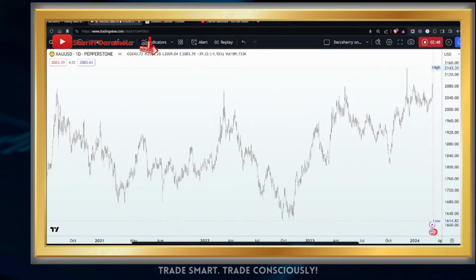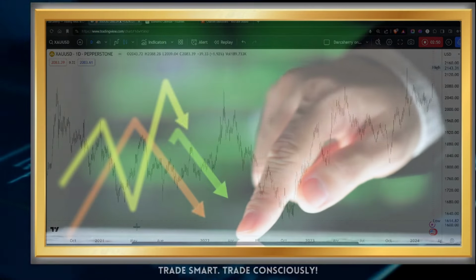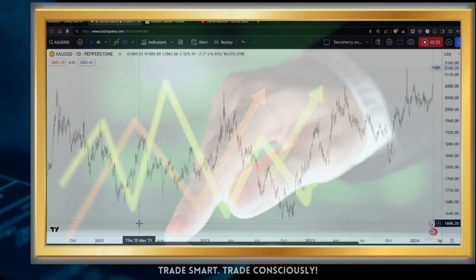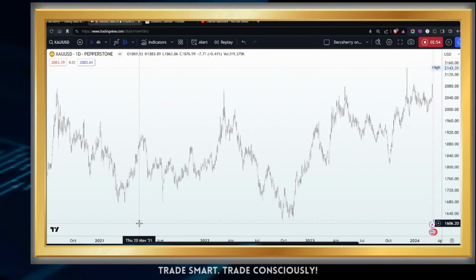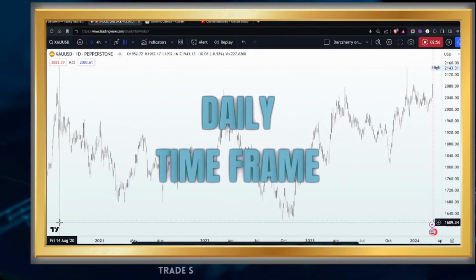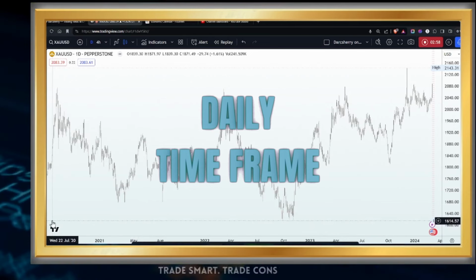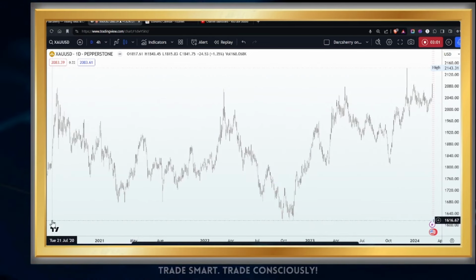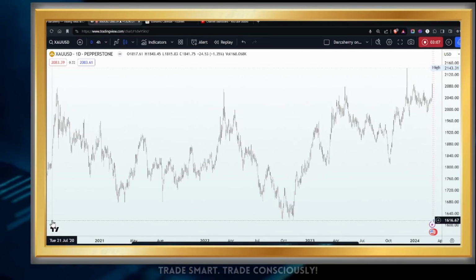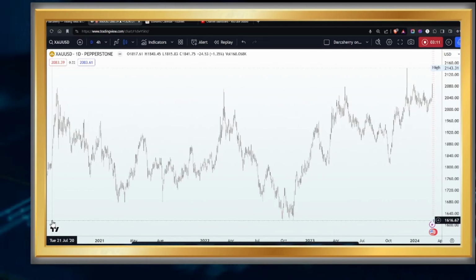With the groundwork laid, let's now dive into the detailed analysis. So as usual, our first point of contact is going to be on the daily time frame, where I have an interesting trading setup that we will be using to understand the behavioral patterns of market participants in this environment.